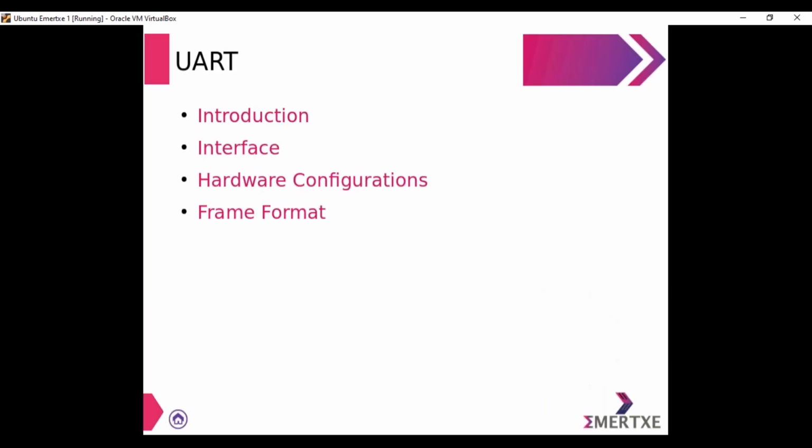Coming to the UART communication protocol, we have these things to discuss. First, the introduction to the UART protocol, then how interfacing is done with the help of UART, how the hardware configuration is established, and what exactly the frame format of the protocol is. We will learn all of this in detail. Then we will establish communication between two chips and see how it works in software as well. Now, coming to the UART protocol, what do you mean by UART?